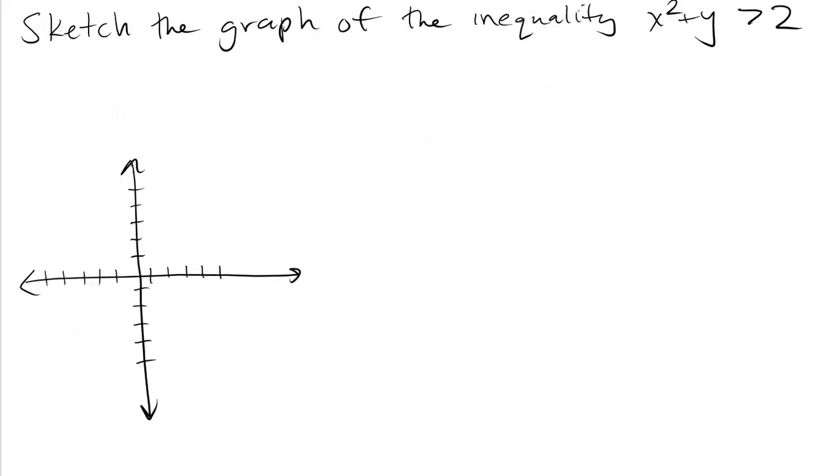So we were looking at the inequality x squared plus y is greater than 2, and we found one solution, (3, -2), but now we want to sketch the graph of all of the solutions to this inequality. So the first thing we're going to do is graph the equation x squared plus y equals 2. And because this is a strict inequality, we're going to do that with dashes.